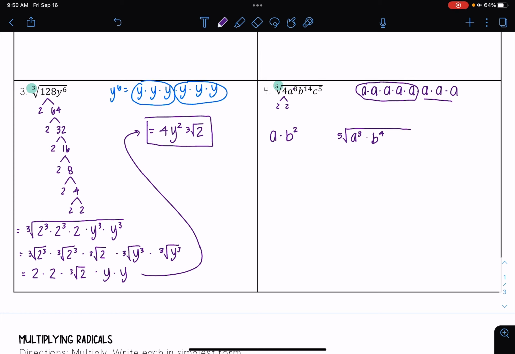Now C to the 5th, I see that is exactly 5, so one C comes out, and there's no C's remaining. And so my answer here is A, B squared C times the 5th root of A cubed, B to the 4th.